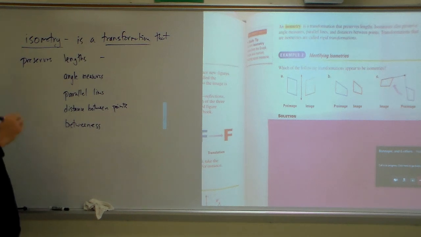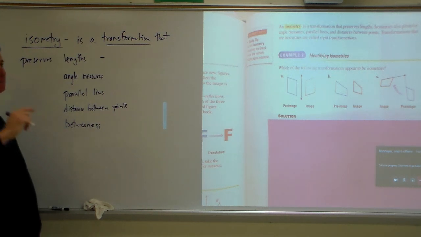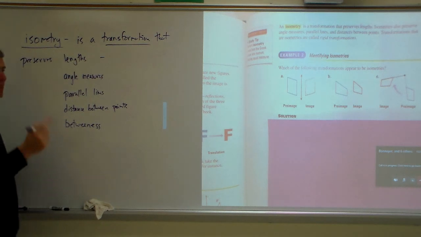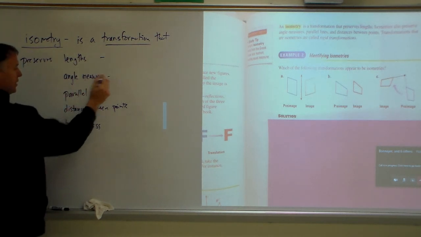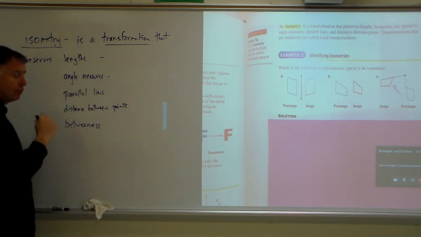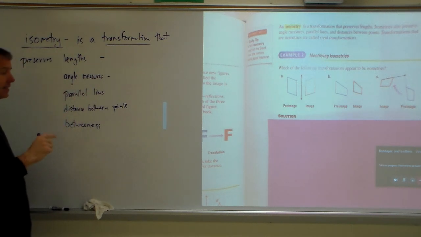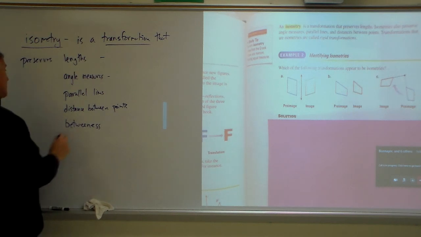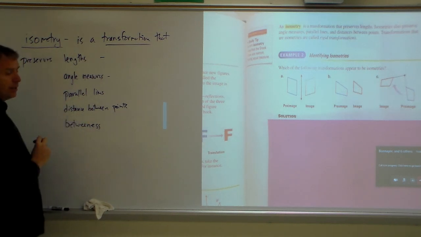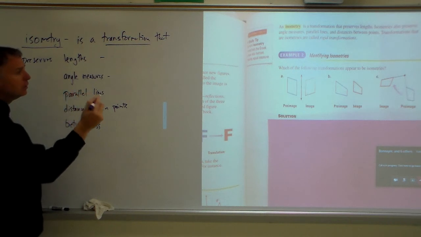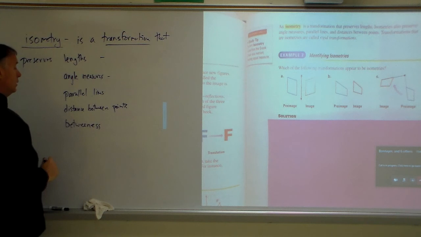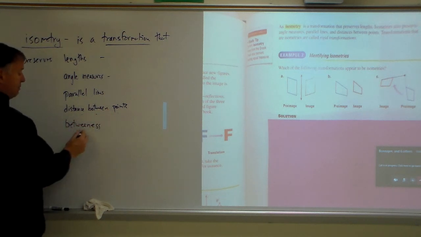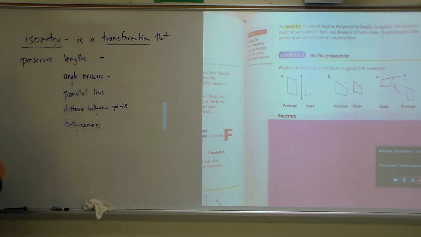If you take a figure and you rotate it, or you reflect it, or you translate it, the figures will still be congruent. Okay? Their angles will still be the same. If you take a figure and you either reflect it, rotate it, or translate it, it's not going to change your angle measures. If you have parallel lines in your original figure and you transform it, it's still going to be parallel. The distance between points and betweenness. Betweenness is weird, okay? But I'll show you what that means.